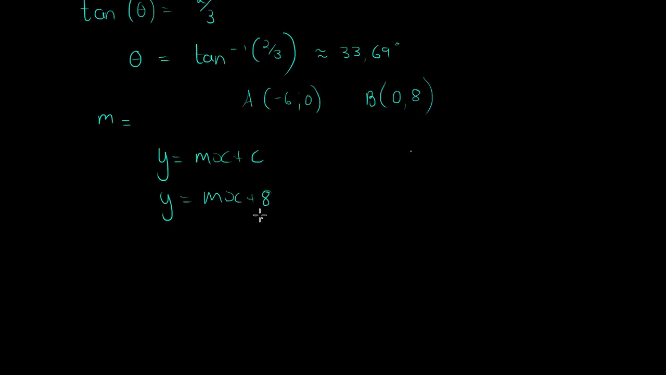And now to get m, all I need to do is substitute one of the values. So let's say y is equal to 0, x is equal to negative 6, so 0 is equal to m times negative 6 plus 8, and I get m is equal to 8 over 6, or 4 over 3. Okay, so there are other ways. You could have done it the same way as I did the previous one.